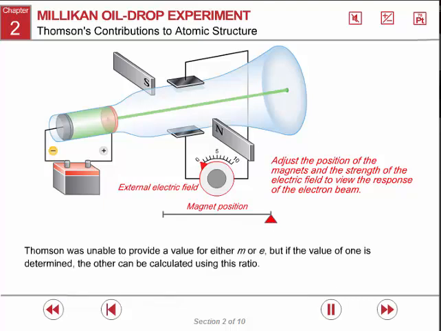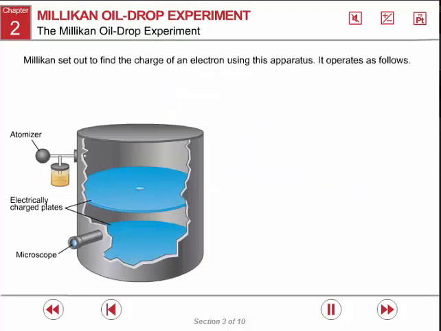Thomson was unable to provide a value for either m or e, but if the value of one is determined, the other can be calculated using this ratio. Millikan set out to find the charge of an electron using this apparatus. It operates as follows. 1.